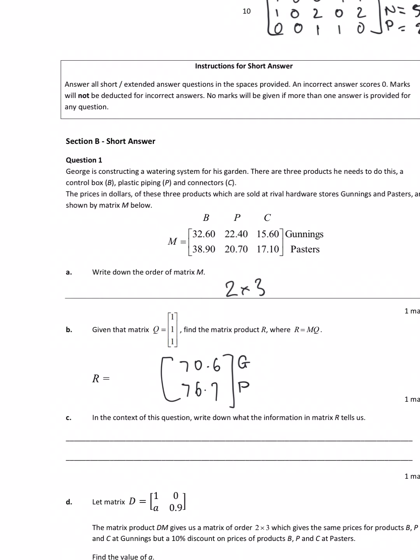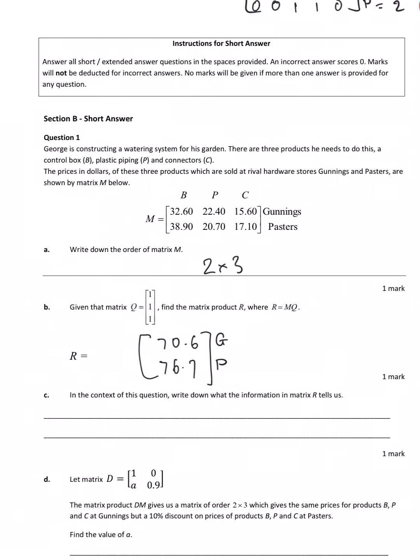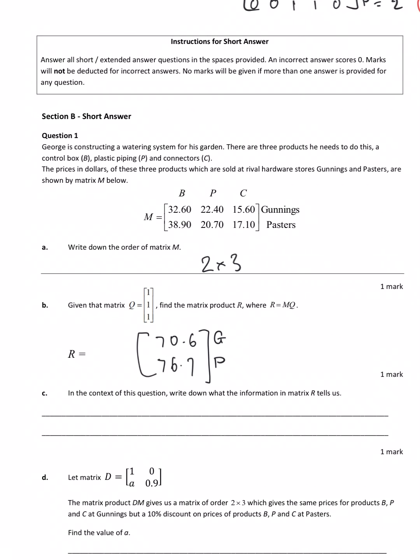All right, in the context of this question, write down the information that matrix R tells us. So looking at that matrix we just did, what do these numbers actually mean? Okay, so if I go back and look at our original matrix M, that told us the costs of the products, a control box, plastic piping, connector, at each store. So Gunnings, the control box cost $32.60. Okay, and the control box at Pastors, I should highlight these numbers, cost that.